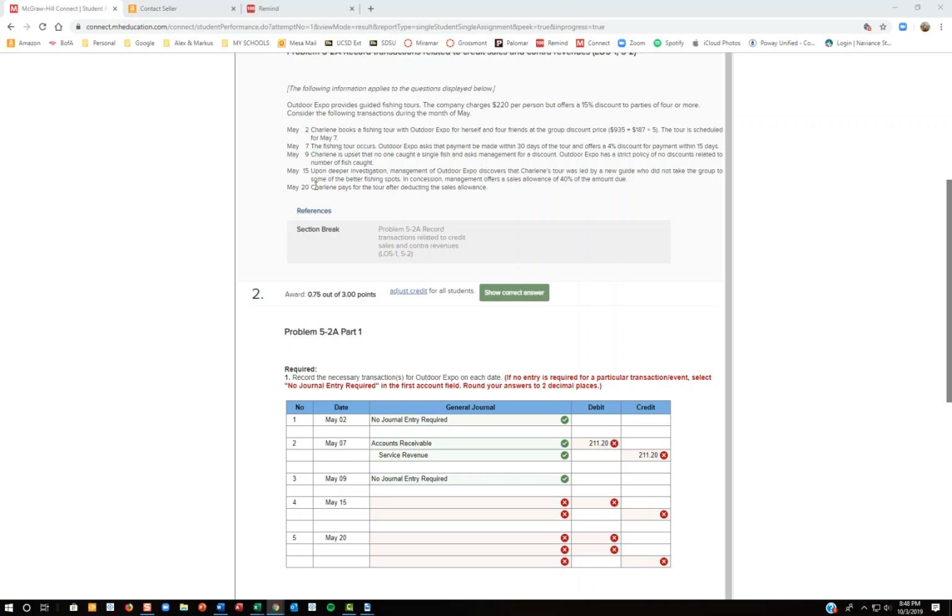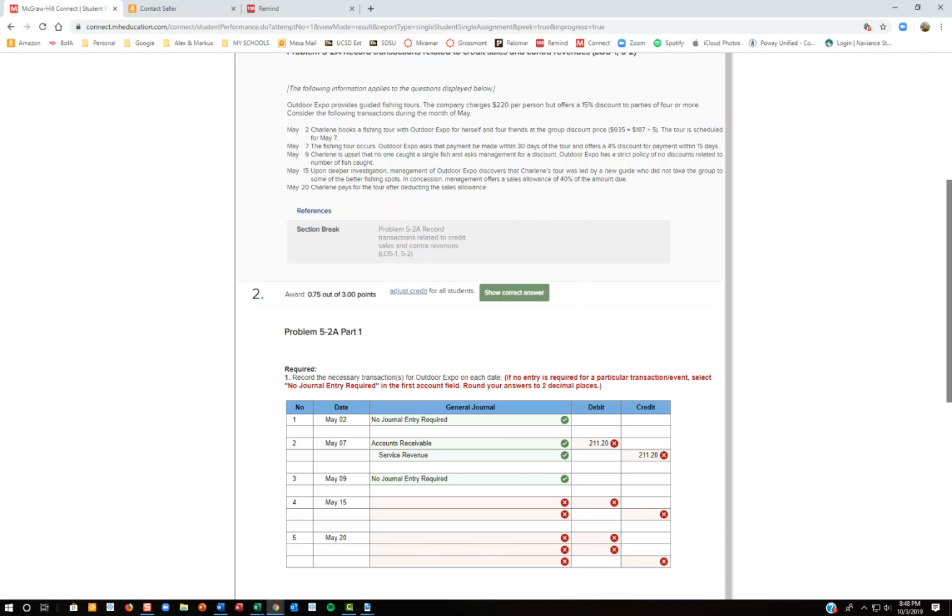And then on the 20th, she pays for the whole trip, less deducting the amount of the sales allowance. But remember, I think somewhere up here, Charlene pays for the tour. Does she get a discount? Yes, she gets a 4% discount if she pays within 15 days. So not only did we take the 220 times 5, we lessen that by 15%. Then she gets a 40% discount because nobody caught any fish. And whatever that amount is, then we get a 4% discount for paying on time. And that's what goes down here.